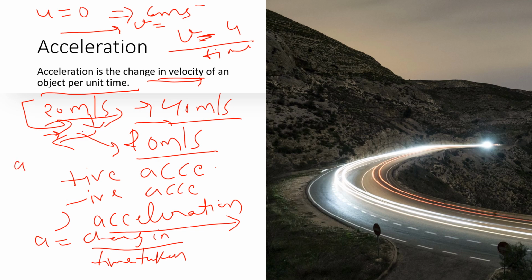So acceleration is equal to final velocity minus initial velocity upon the time taken, which is equal to 6 minus 0 divided by 30 seconds. So it is equal to 6 by 30, which is equal to 0.2 meter per second square. The unit for acceleration is meter per second square.